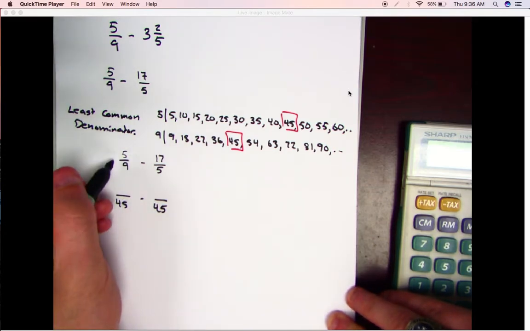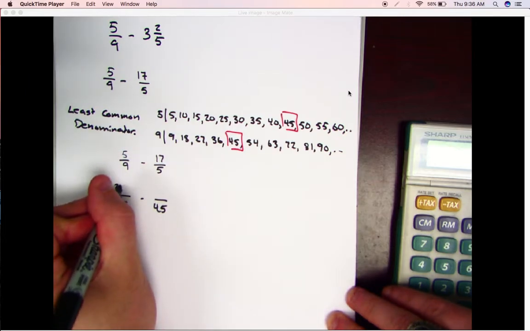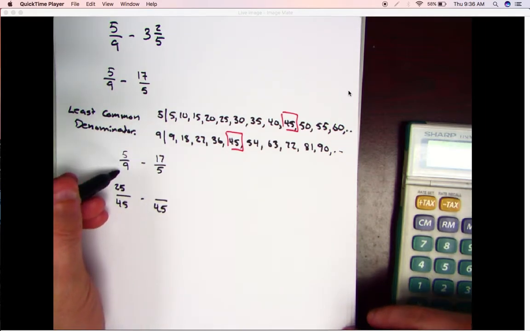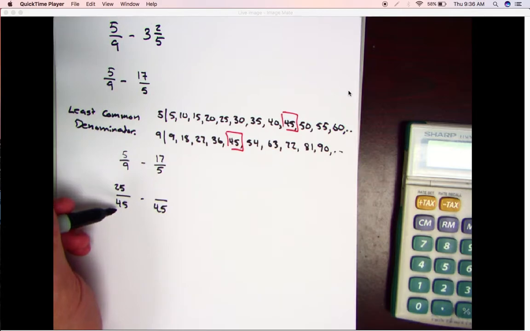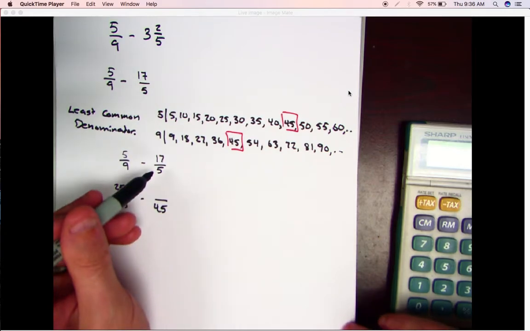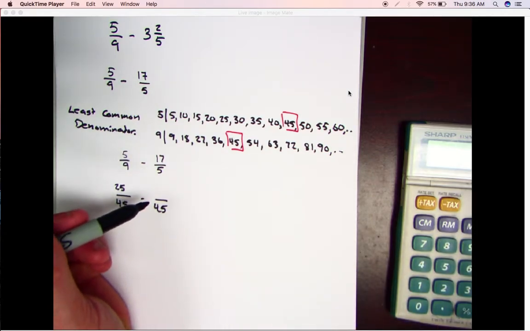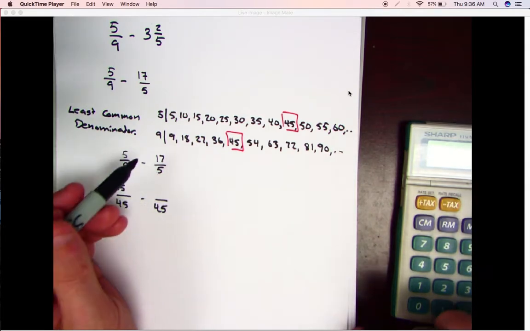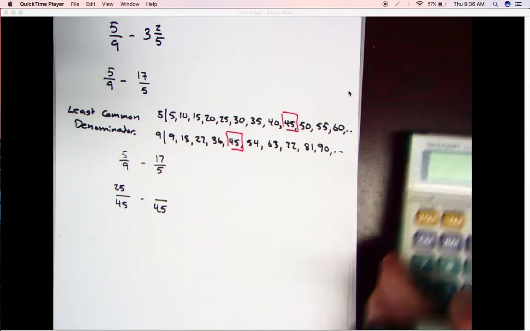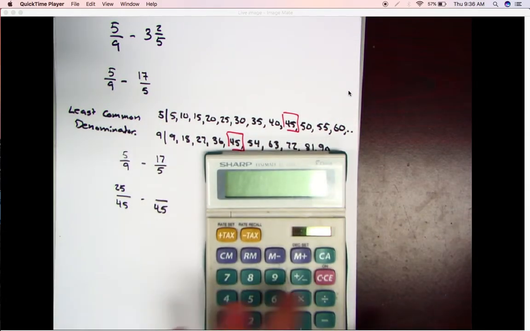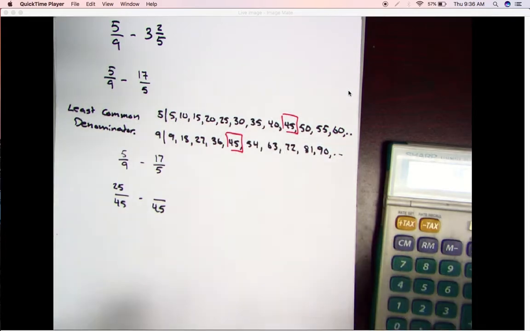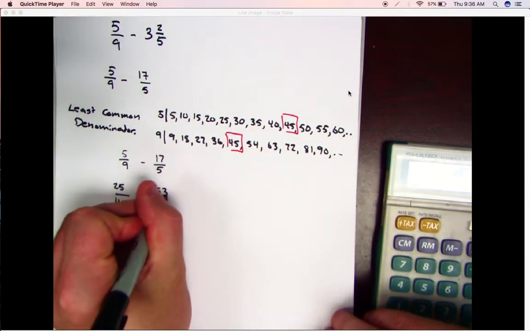And then that 5 times this 5, well, that gets me a 25. So let me go over that one more time. 9 times 5 gets me 45. And then 5 times 5, that's where I get the 25 from. Okay, now let's do that same process, but on the second part. What times 5 gets me 45? 9. And then 9 times 17, well, that gets us 153. So this would be 153 over 45.